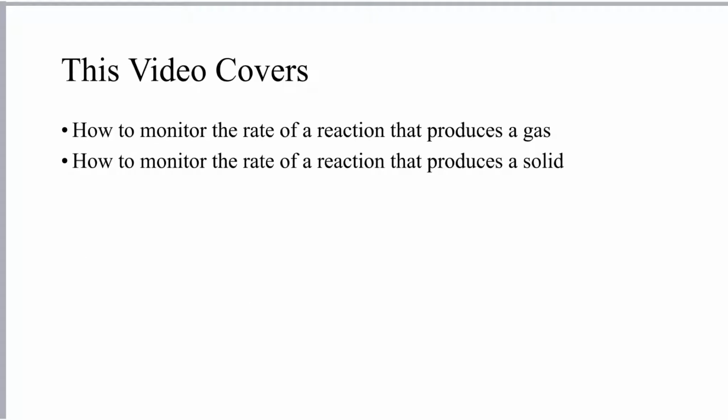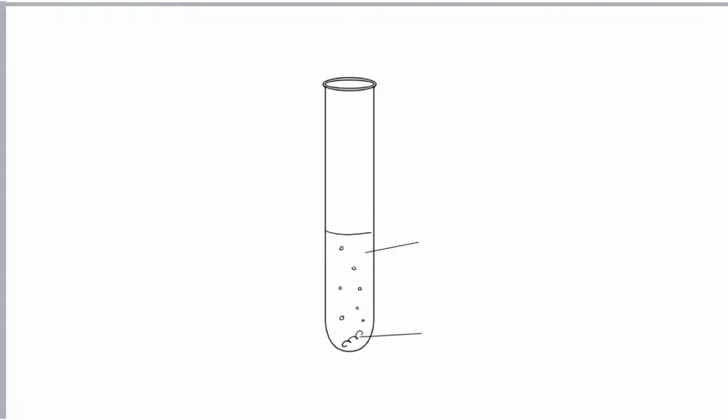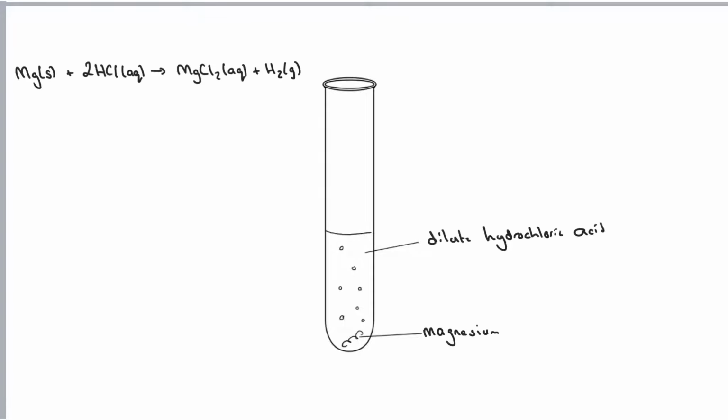Now it's important we know how to monitor the rate of a reaction that produces a gas and how to monitor the rate of a reaction that produces a solid. And we can do this in several different ways. So we could start off with a really simple reaction, like the reaction of magnesium metal and dilute hydrochloric acid. The bubbles in the test tube, of course, are hydrogen gas.